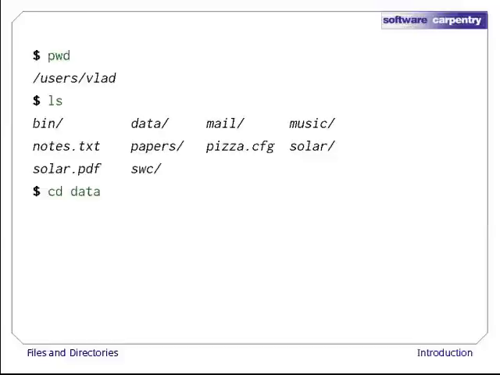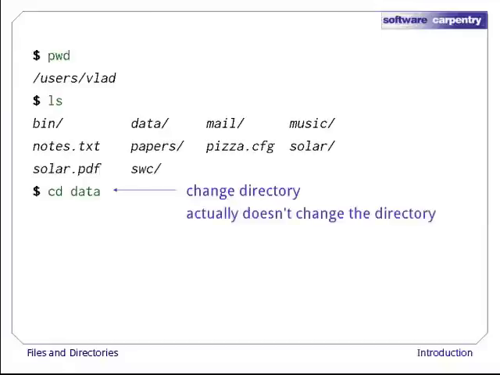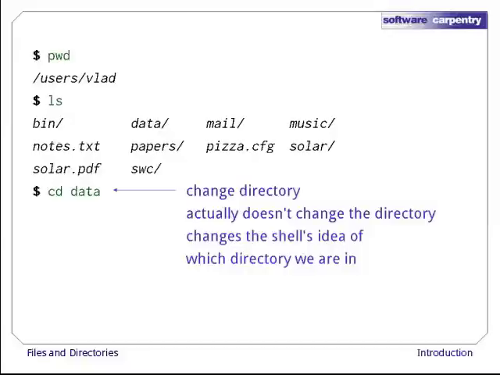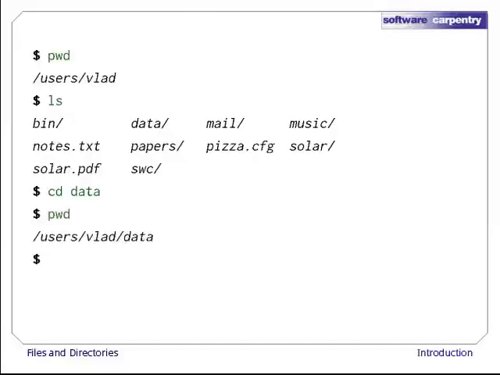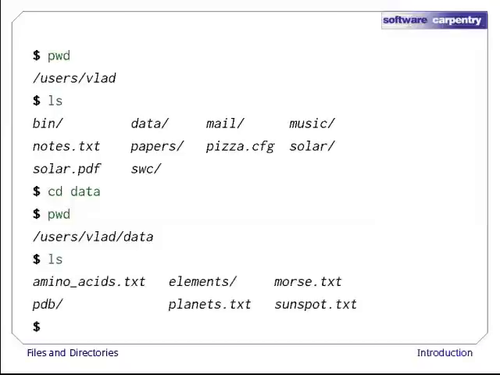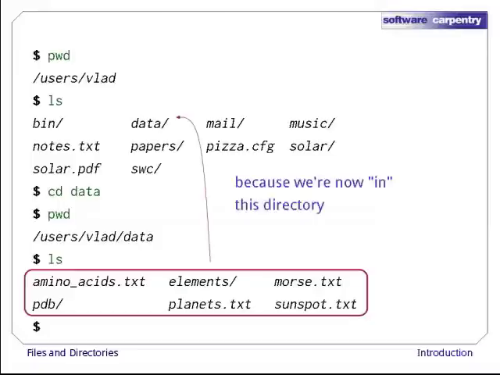We can use cd followed by a directory name to change our working directory. cd stands for change directory, which is a bit misleading. The command doesn't change the directory, it changes the shell's idea of what directory we are in. cd doesn't print anything, but if we run pwd after it, we can see that we are now in /users/vlad/data. If we run ls without arguments now, it lists the contents of /users/vlad/data because that's where we are now.